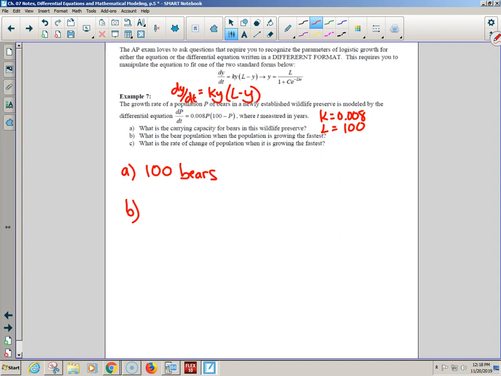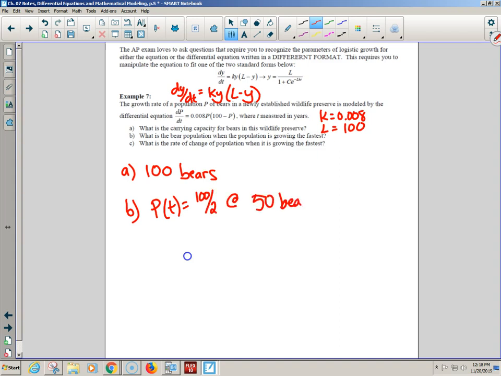What is the bear population when the population is growing the fastest? Loaded question. Fastest, the maximum derivative. Uh-oh, you take the derivative of the derivative, the second derivative, and then probably the third derivative, so I can use the second derivative test as to whether or not the critical numbers, or just realize it's logistic growth. For what population, not when, but what, for what population, guys, is this thing going to be growing the fastest? L over 2, aka 50 bears.